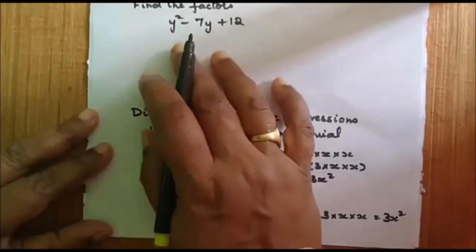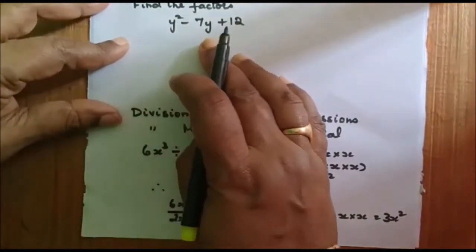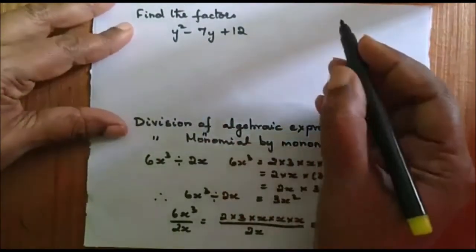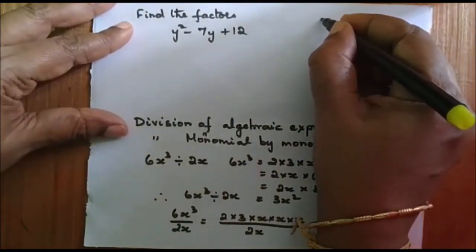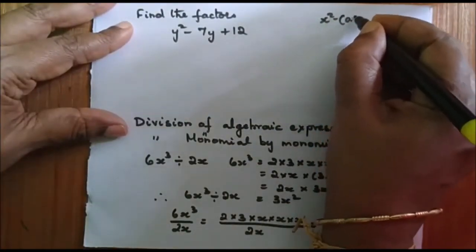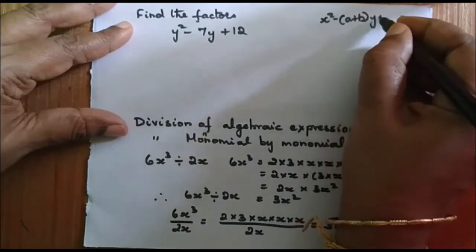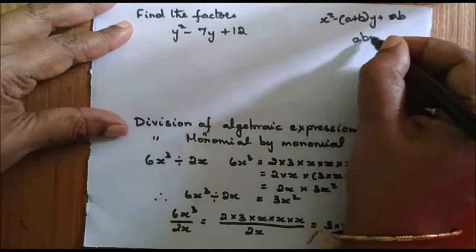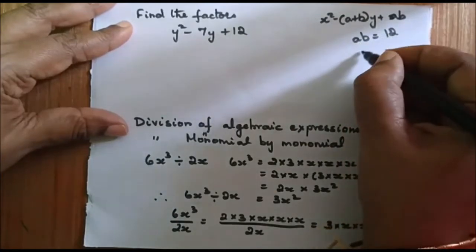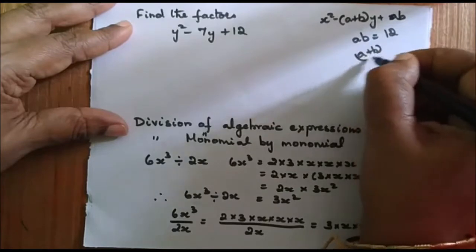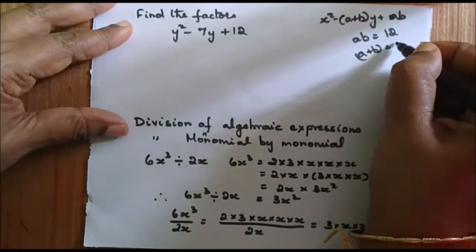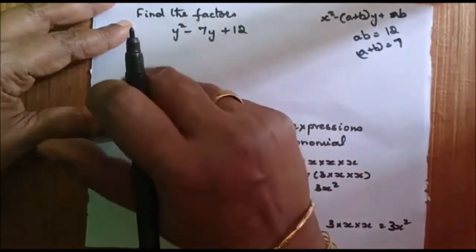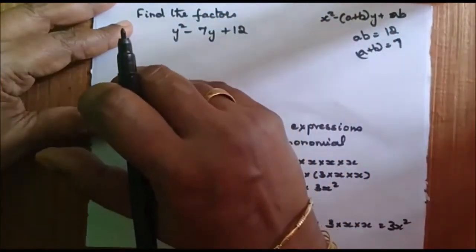Now we'll go to the next equation, that is y squared minus 7y plus 12. We have been given this equation. Now this is of the form x squared minus (a plus b) into y plus ab, isn't it? So we have to find terms which, when multiplied, give 12, and when added give 7. Okay. So what are the multiples of 12 which, when added, give me 7?